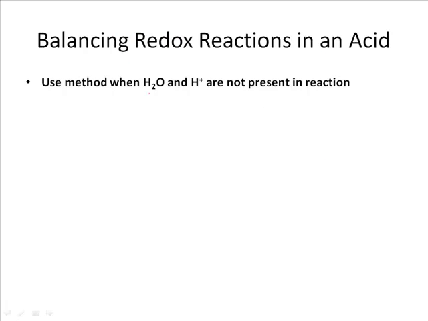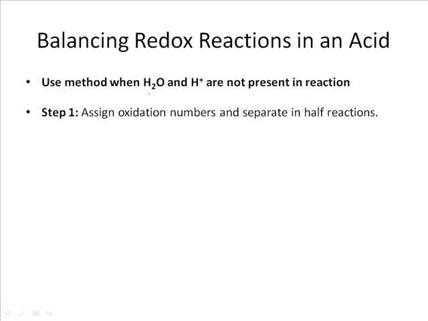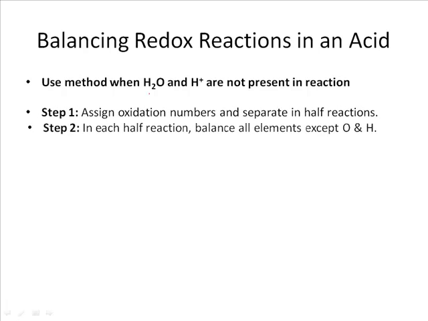Another type of method is called balancing redox reactions in an acid. You use this method when H2Os and H plus ions are not present in the original reaction, and it tells you that you are in an acid solution. So, just like before, you assign oxidation numbers and you separate the half reactions.